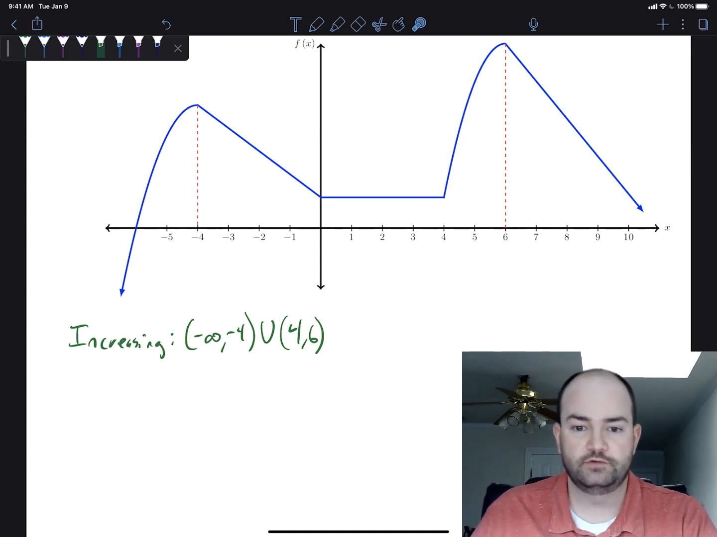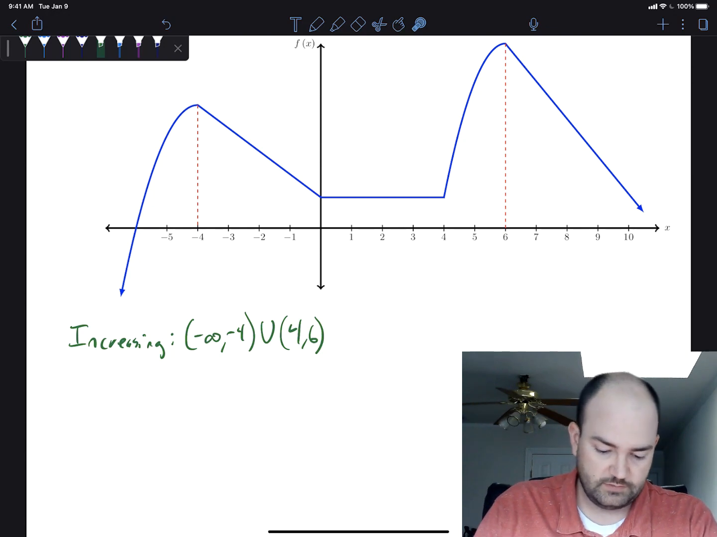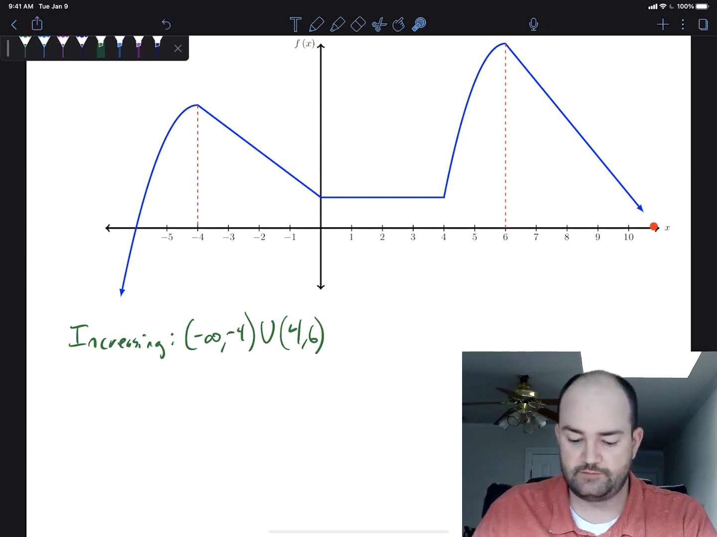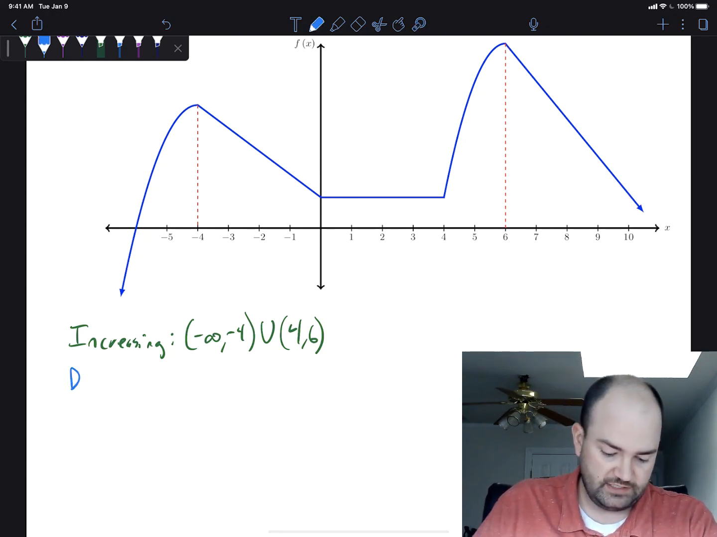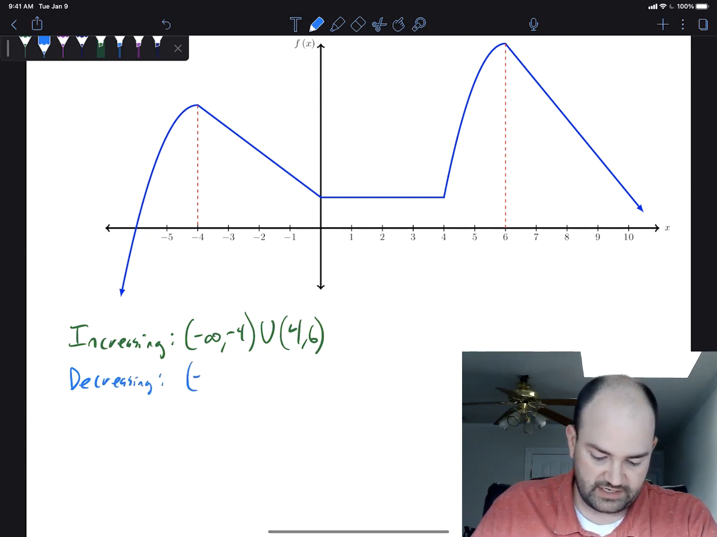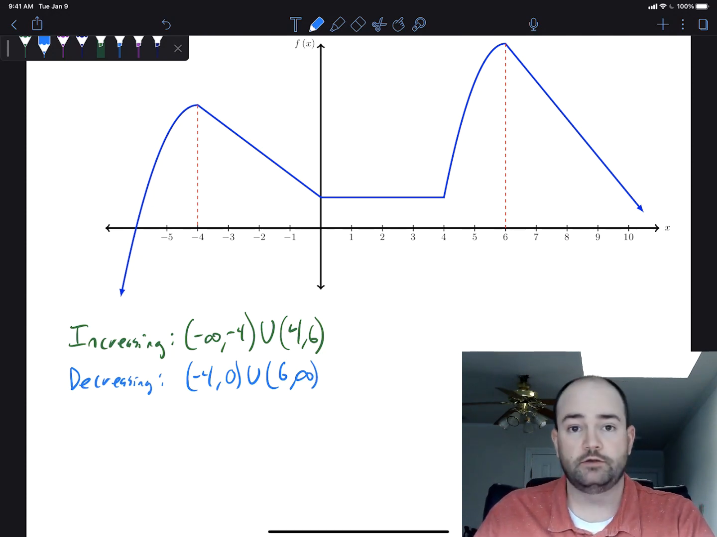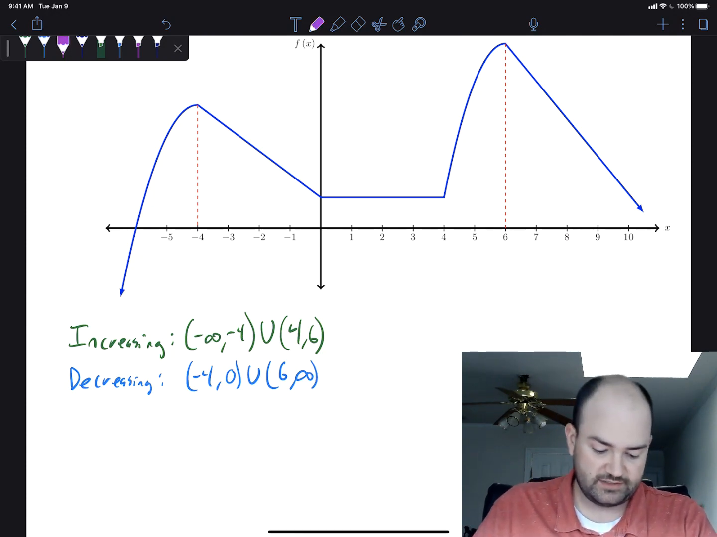Now let's talk about decreasing. So for decreasing, notice it starts at -4 and it's going down until this point here. And then over here at the 6, it's going down forever to the right. So the decreasing starts at -4 and continues to 0. And then union starting at 6 and going to the right to infinity. And there you go. Now for us, there's also a constant region for this function between 0 and 4.